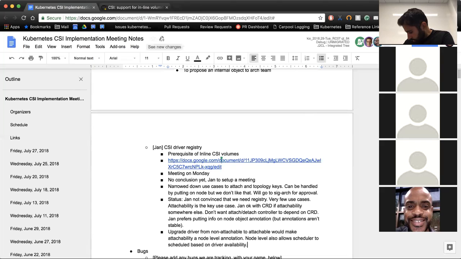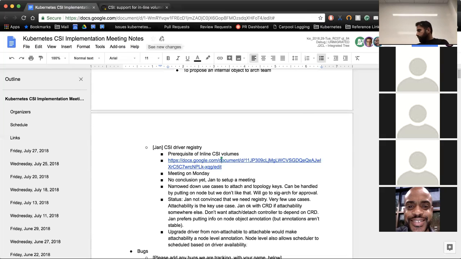But by the way, my use case, updating non-attachable to attachable, I don't know if it's a real use case. Yeah, the driver is dead. It would be pretty rare. And arguably, if you're doing that, you should just uninstall the previous driver and install a new one and then flip the switch to say, okay, now I support attachable. But the other use case that I like is having the node be aware of where the driver is available.